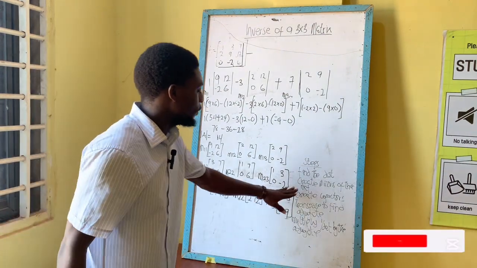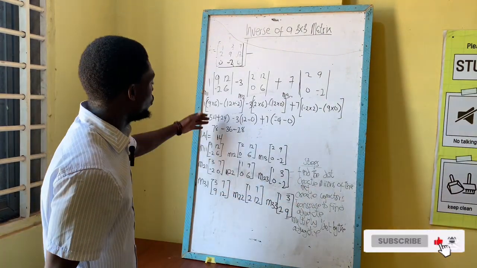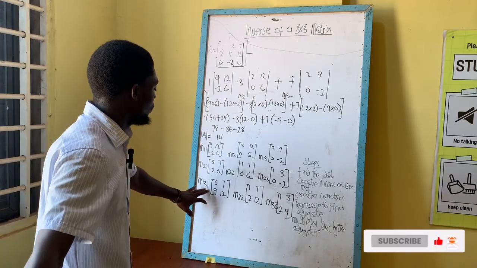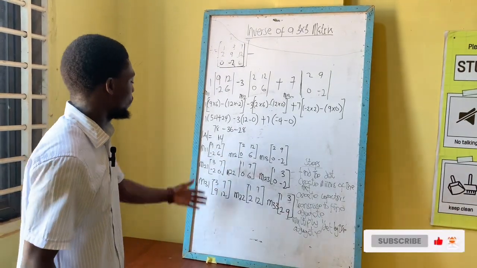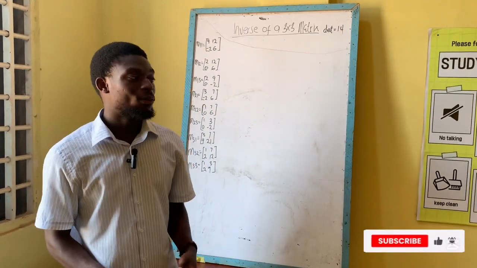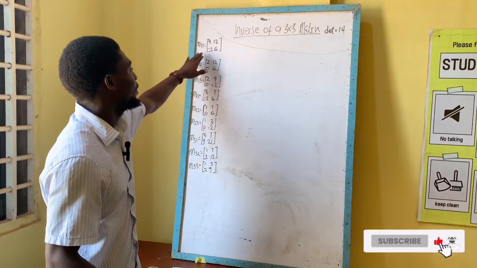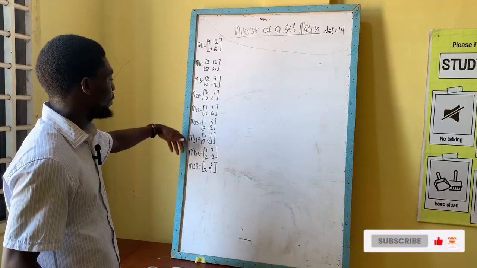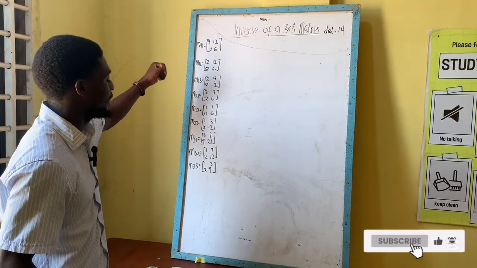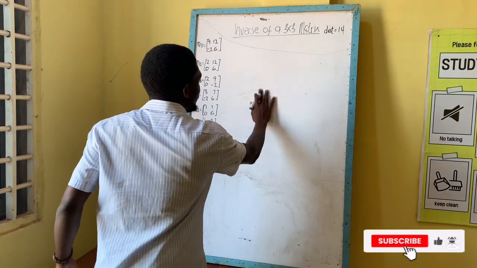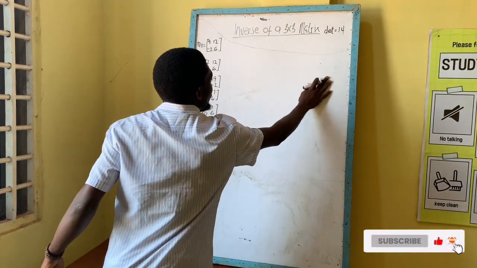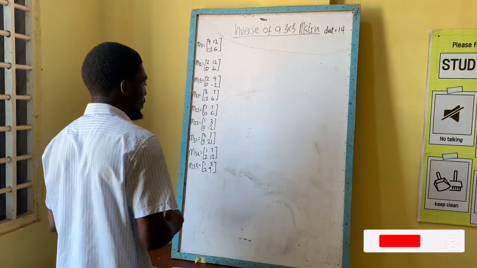The formula says that after you've created your minors, you then use these minors to calculate the cofactors. So we are now going to create our cofactors for the minors that we've created from our matrix A. But before then, let me write this here for us to see how we are going to represent the cofactors in the matrix.